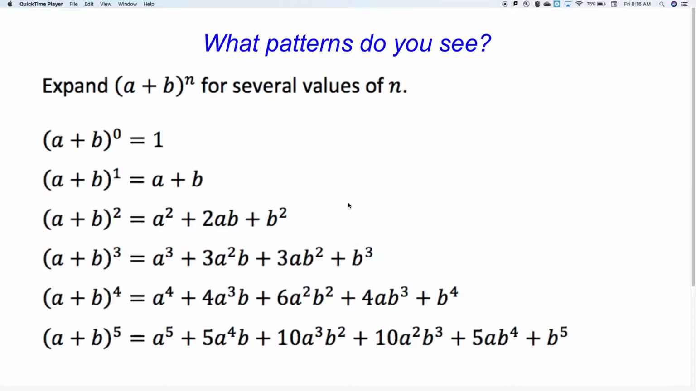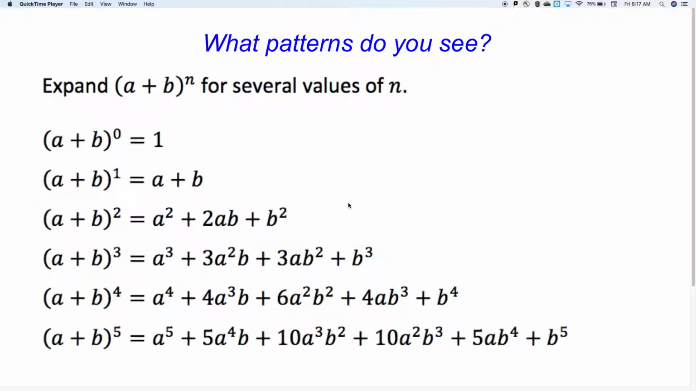A binomial has two terms, the first term a and the second term b, and I raised it to some nth power. But down here I actually chose a value for n. Here I raised it to the 0, and anything to the 0 is just 1, okay?